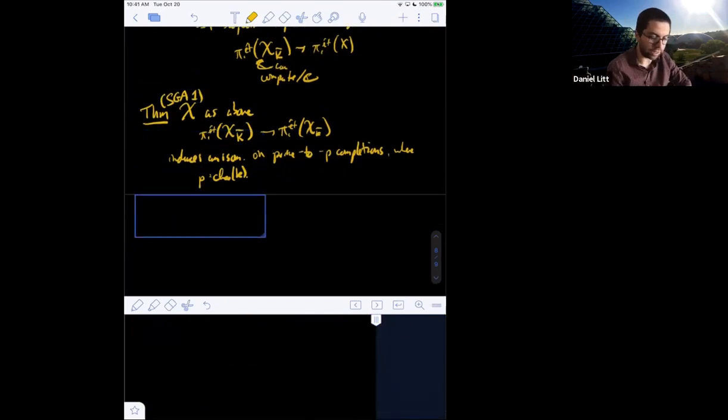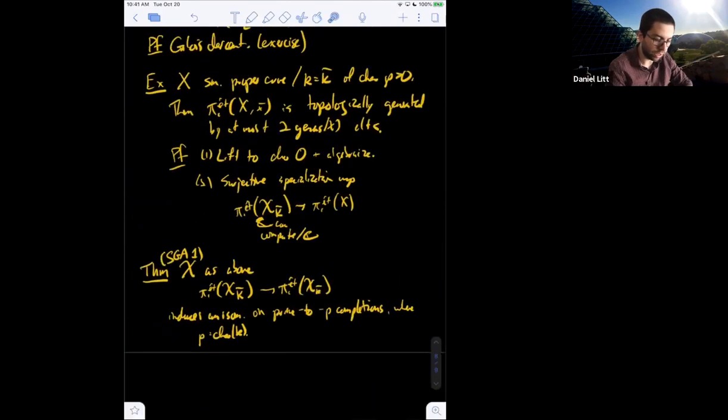All right. So in fact, this gives us much finer information about these groups. For example, it gives you an actual presentation of the prime to P completion of the fundamental group of a curve in positive characteristic. And again, this is something that we only know how to prove via analytic means.